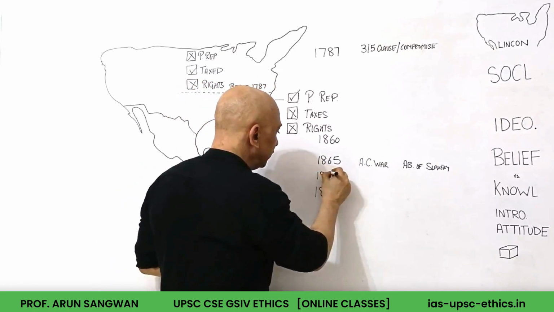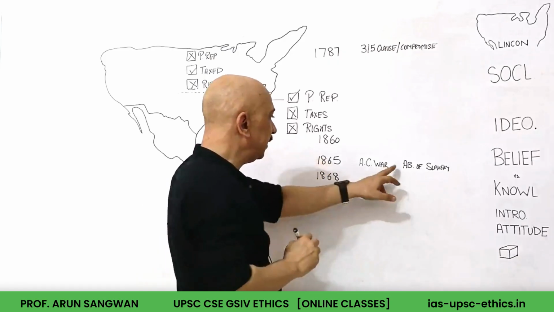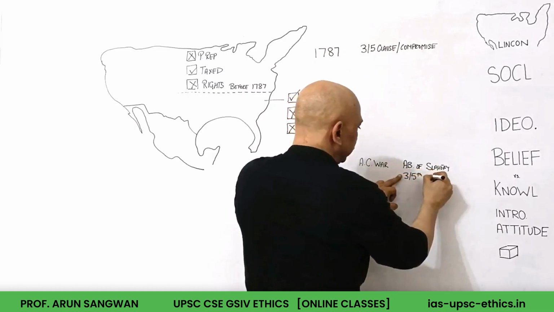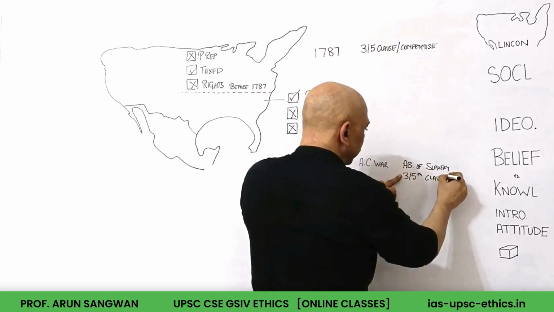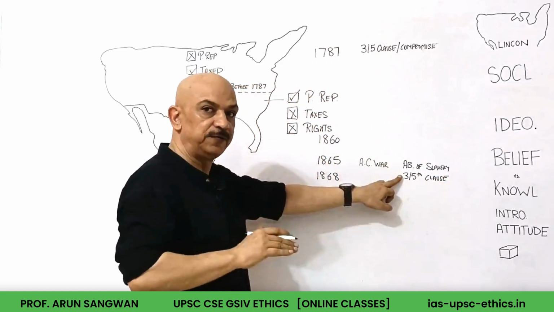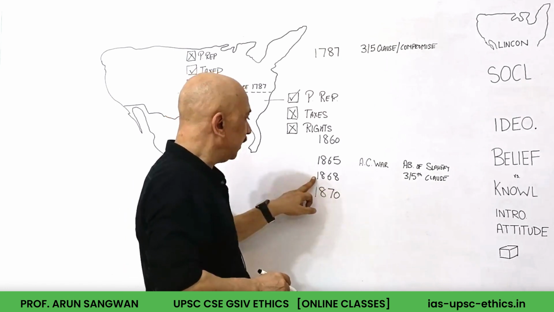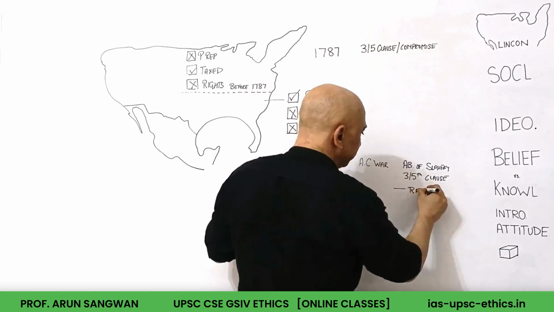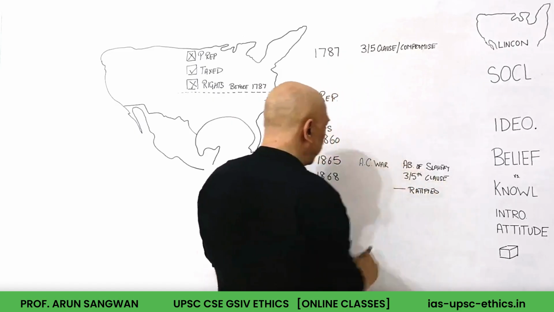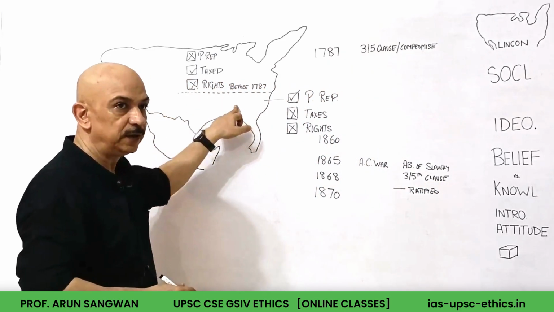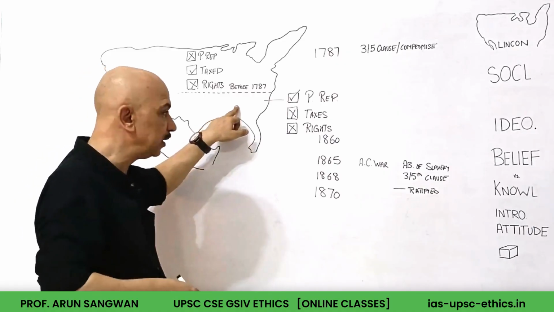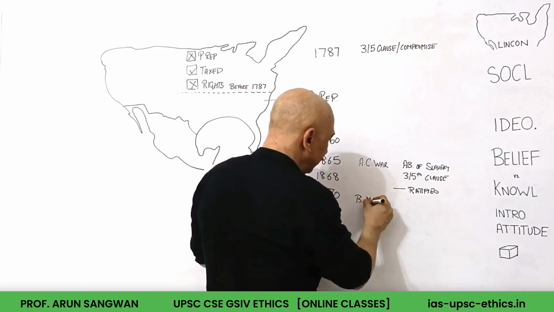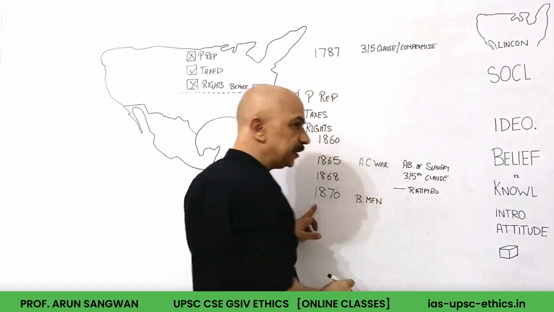In 1868, they just finished off the 3/5 clause here. This was ratified in the constitutions of the southern states. In the United States, states have their constitutions. In 1870, black men were given voting rights.